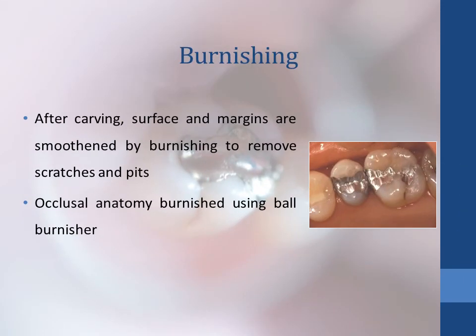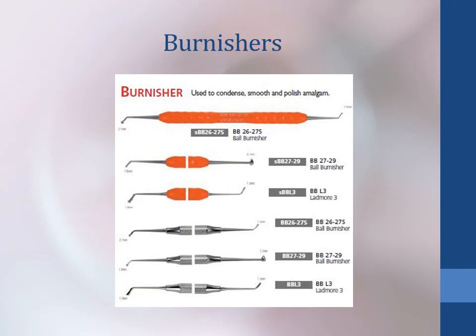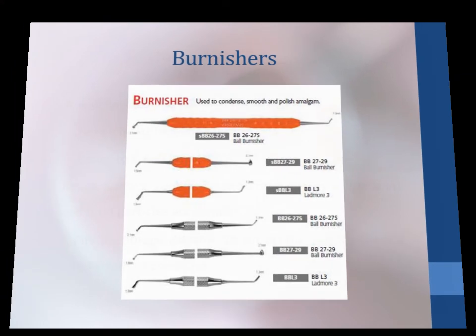Then comes the step of burnishing. After carving, we require the surface and margins to be smoothened because carving produces a roughened surface, and we do that by burnishing. This is a kind of finishing procedure, so the objective is to remove the scratches and pits. Occlusal anatomy is burnished using a ball burnisher. So the instrument we use is the ball burnisher, and all the occlusal anatomy, the fissures, the grooves, is rebuilt. These are what the burnishers look like. So the objective is to smoothen and polish the amalgam and rebuild the occlusal anatomy.